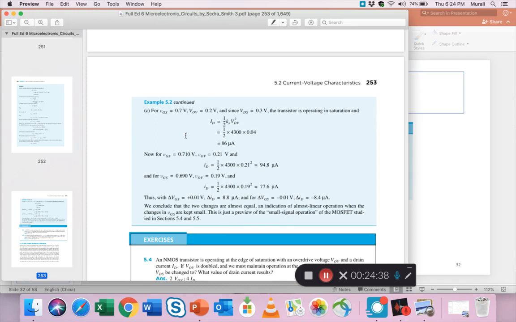Lastly, the amplification business. So assuming it's in saturation, we have a certain ID for a certain over voltage.